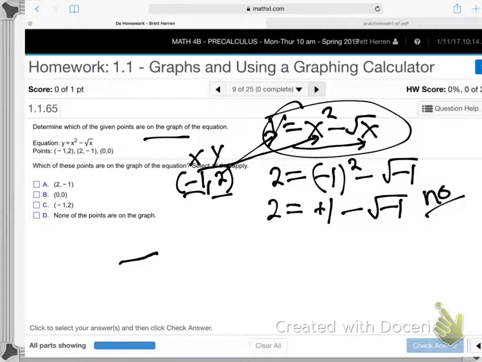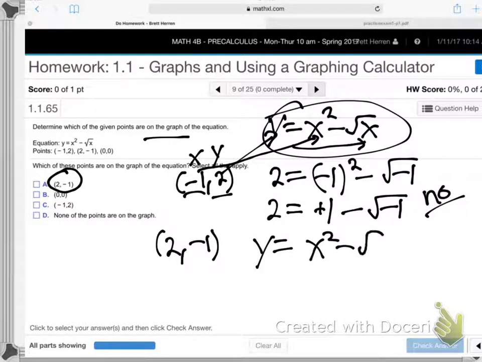So let's try another one now. How about 2, negative 1? Does that one work? That's probably it, huh? I don't know. I can't tell. So I'm going to plug that in. So you just do them one at a time, see which ones make it true.